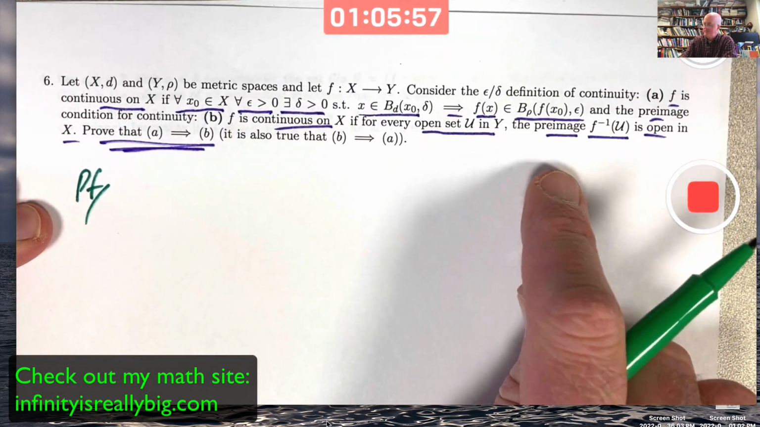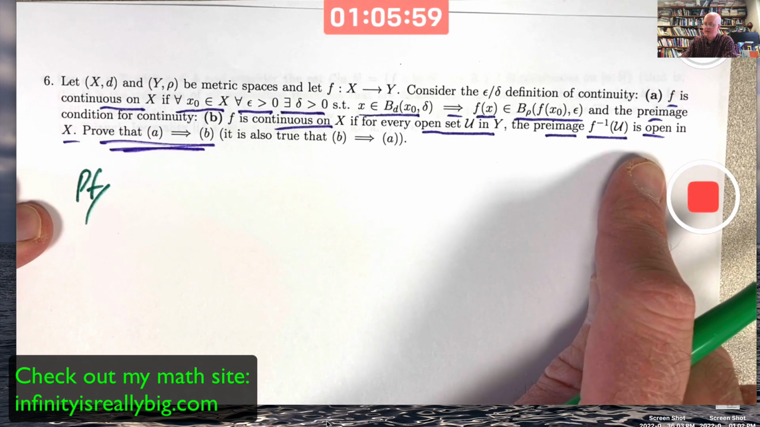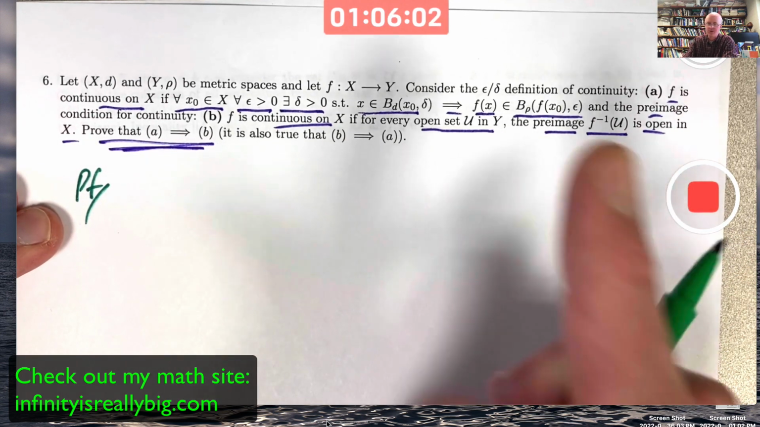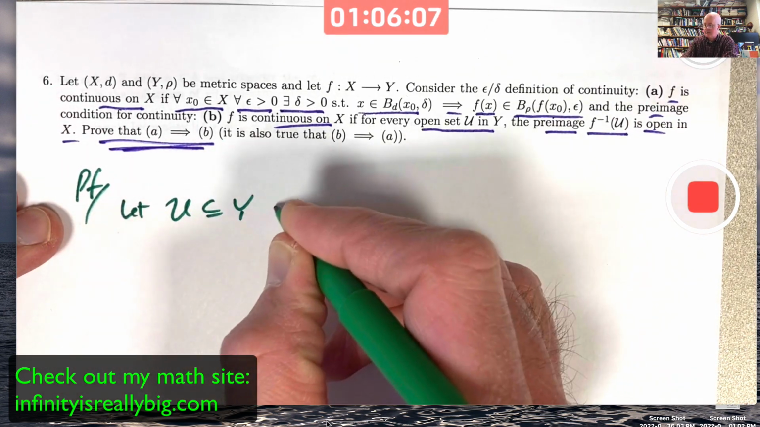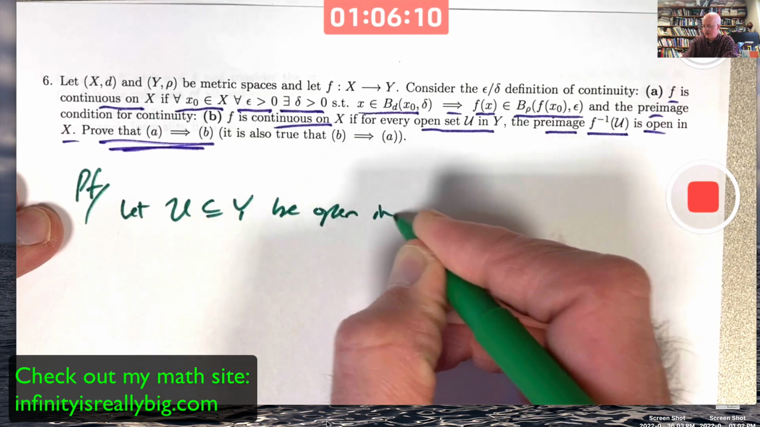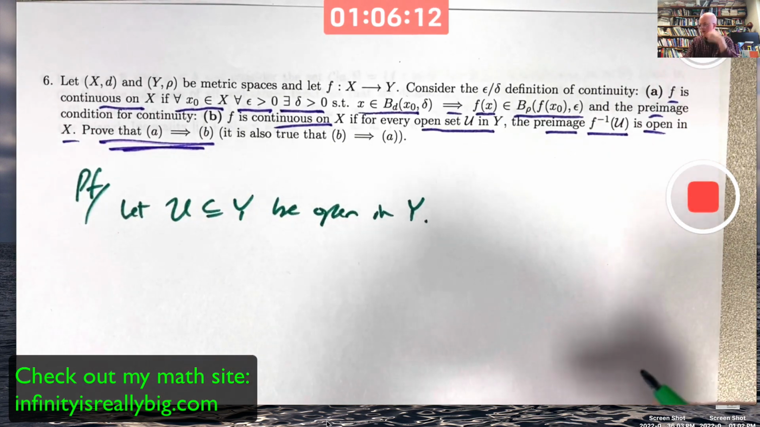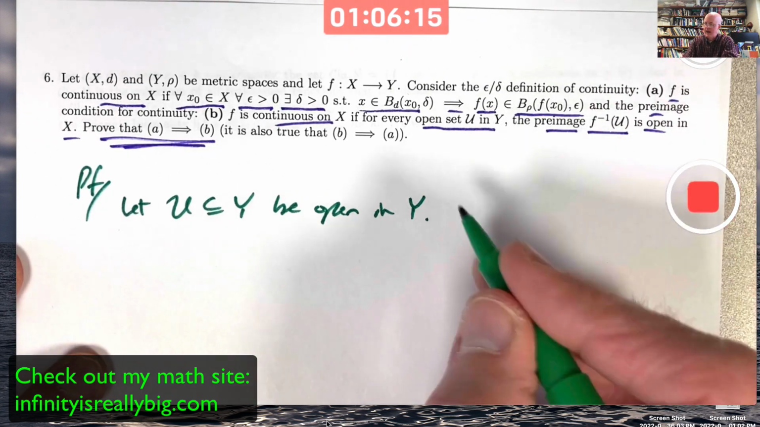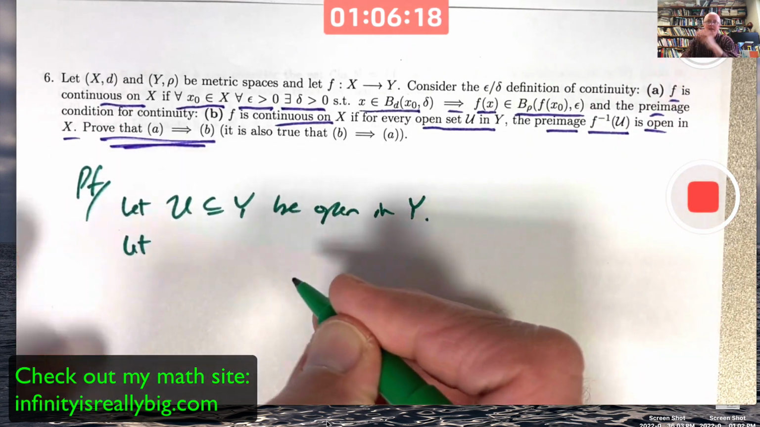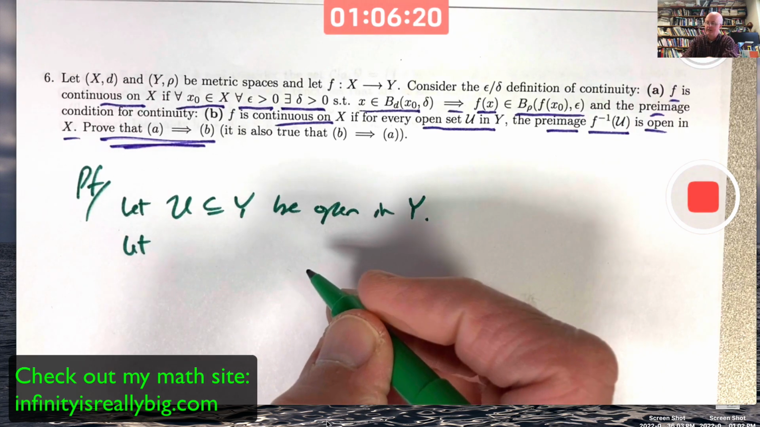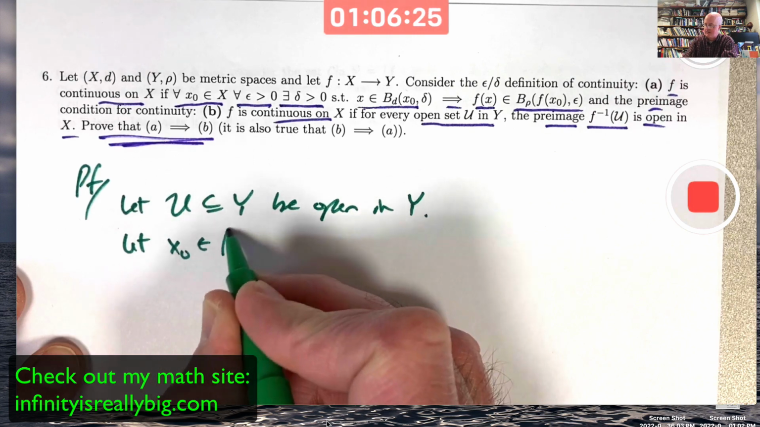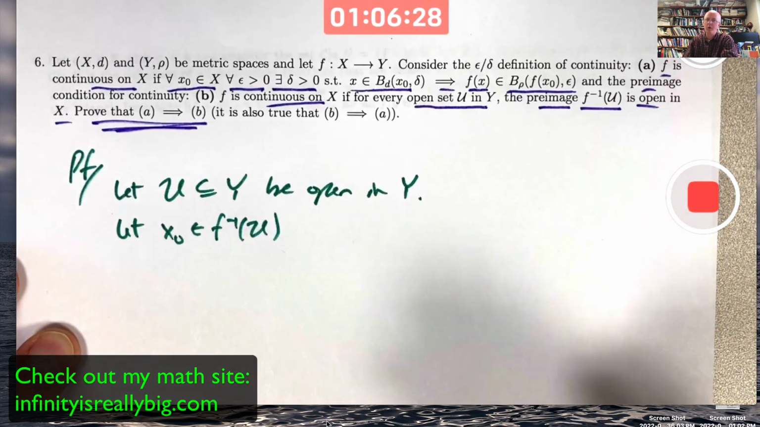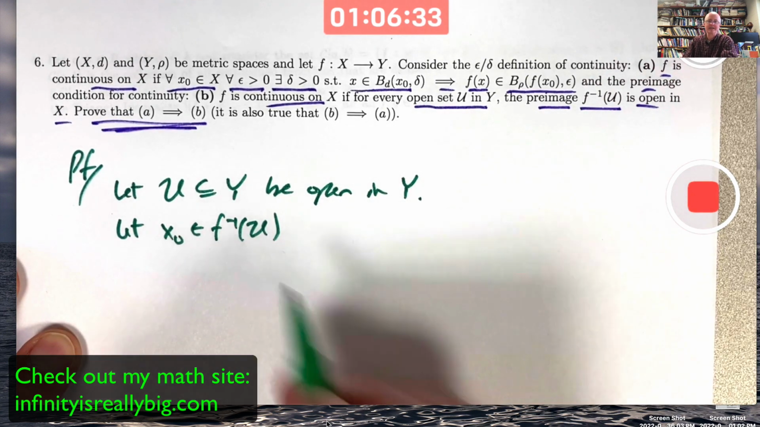So my goal is trying to show this preimage is open in X when U is assumed to be open in Y. So start by assuming U is open in Y. Let U subset of Y be open in Y. We want to prove the preimage is open in X. What does that mean? It means every point of the preimage is an interior point of the preimage. Let x sub 0, say, be an element of the preimage. I want to find an open ball of some radius centered at x0 that's entirely inside the preimage.